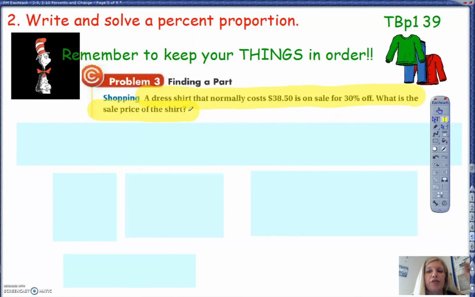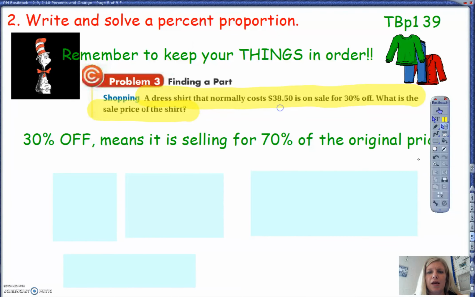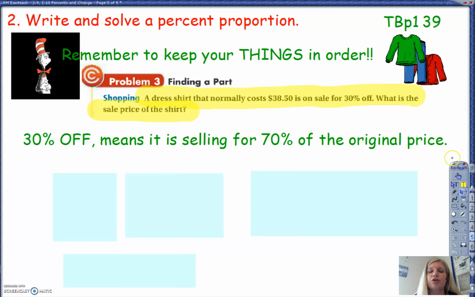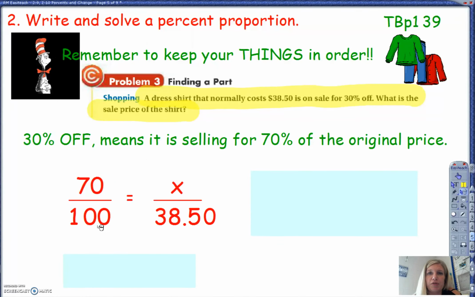Okay. 30% off. You need to think, what does that mean? Well, 30% off means that they're selling for 70% of the original price, because the whole thing is 100%. So if they're taking 30% off, you're left paying 70% of the original price. So 70% of, that goes in your over 100, 70% over 100 equals, and then you have to think of the $38.50, that's your whole, the whole thing. So we want to know what the piece now is.